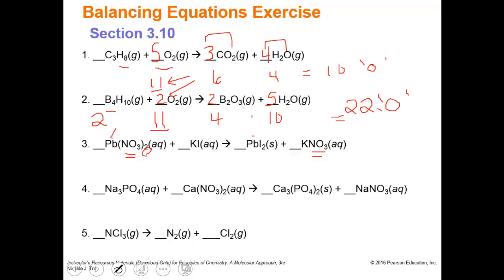Now there's 1 lead on the left, 1 on the right. There's 2 nitrates on the left, so let's put a 2 in front to say we want 2 of this entire nitrate group.